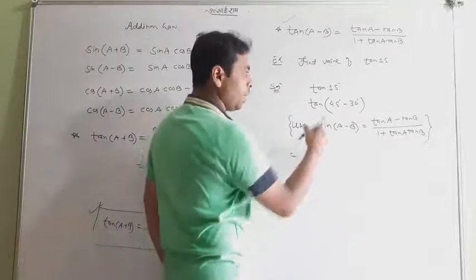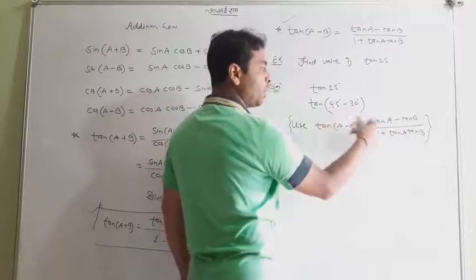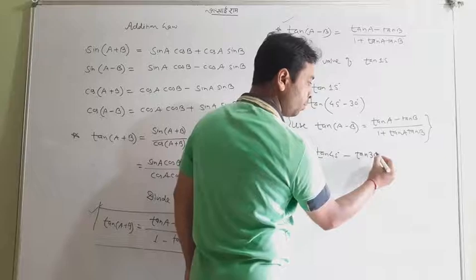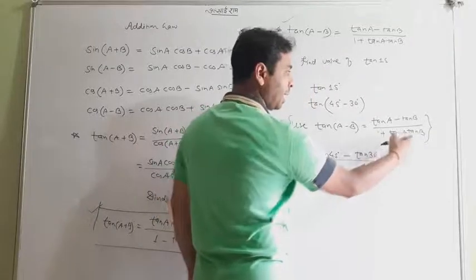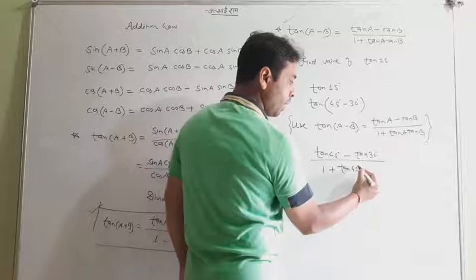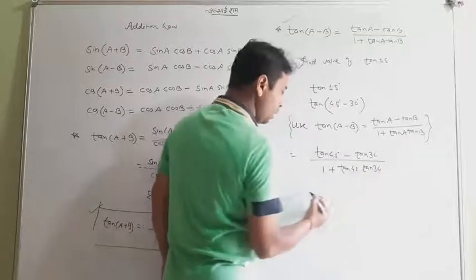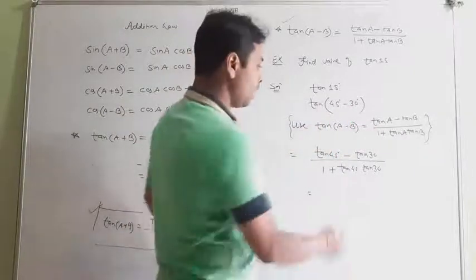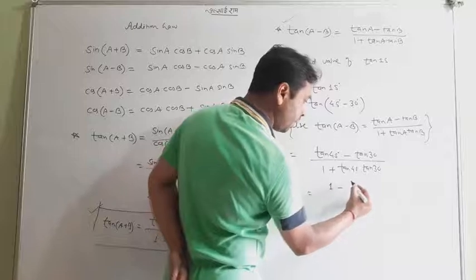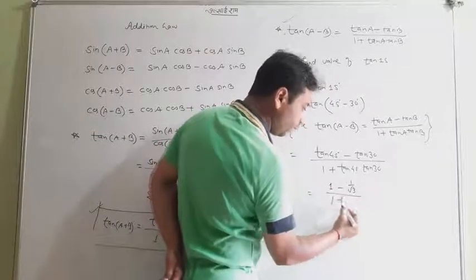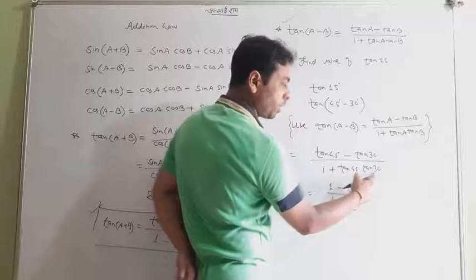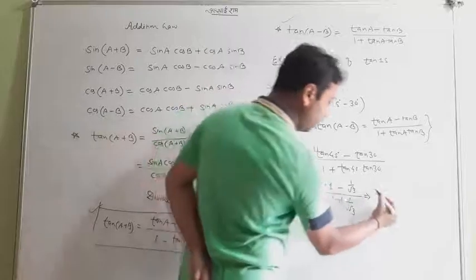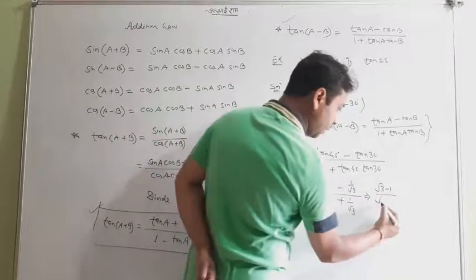After using the formula, what do I get? A meaning 45, B meaning 30. So (tan 45 minus tan 30) upon (1 plus tan 45 tan 30). This is very simple: instead of A write 45, instead of B write 30, and put in the values to get your answer. Tan 45 is 1, tan 30 is 1 by root 3. Taking the LCM, we get (root 3 minus 1) upon (root 3 plus 1).